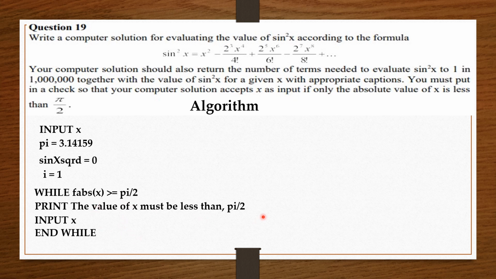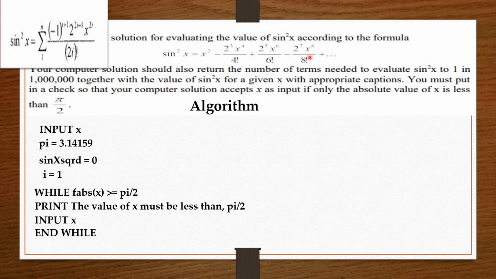This formula we have here can be simplified to one general formula, which is sin squared equals sigma from 1 to n of -1 to the power I plus 1 times 2 to the power 2 times I minus 1 times x to the power 2 times I, all over the factorial of 2 times I. You see, there is an I in here. That is why I initialize I to be 1.